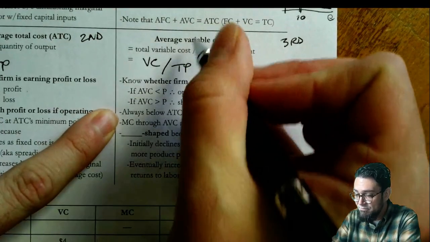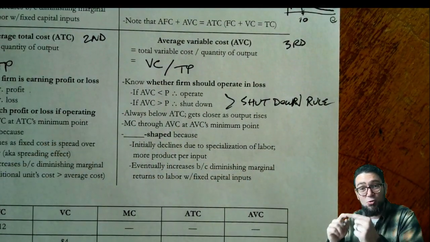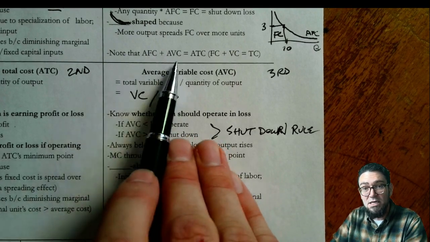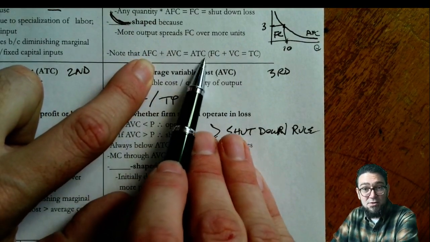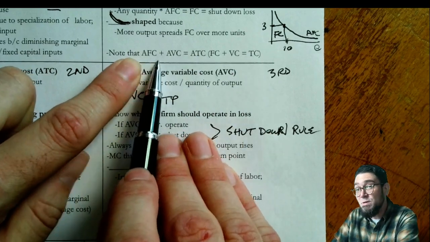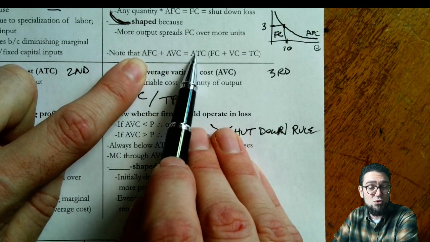Now, average variable cost is also always going to be less than the average total, because the average total is actually the sum of the average variable and the average fixed. If we add the fixed and the variable cost together, we get the total cost, right? That's what this is saying. Fixed plus variable equals total, which means that the average variable plus the average fixed, these two added together, will give us the average total.